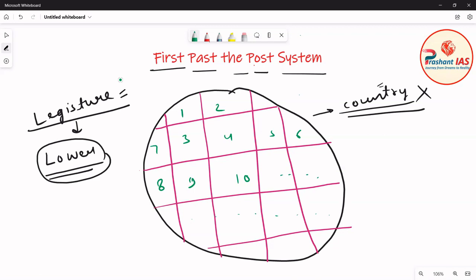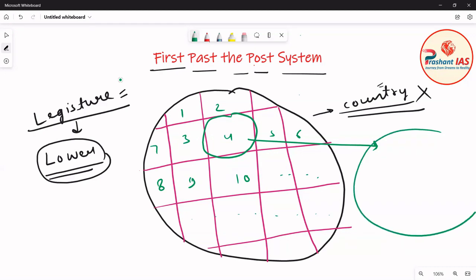So what is a constituency? In the previous lectures I have explained many times that a constituency is nothing but a geographical area in which some population resides. Now let us take the example of constituency number 4. Here I am zooming in on constituency number 4. How will the election be conducted in constituency number 4? In the same way, elections will be conducted in all the constituencies.